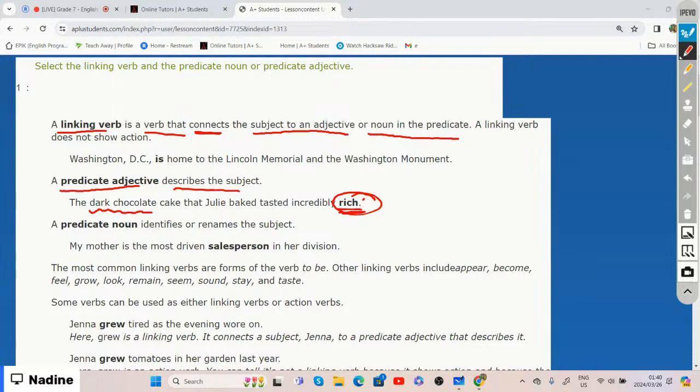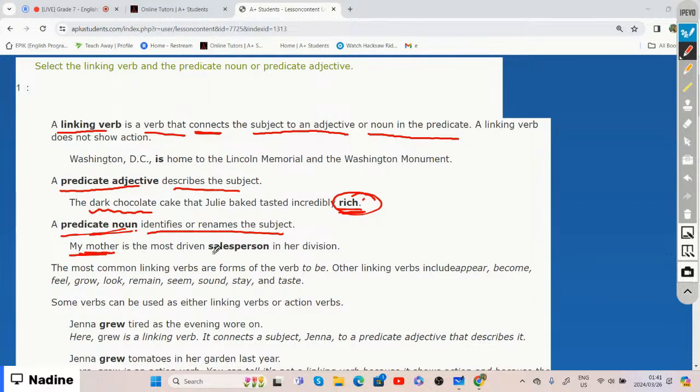Then we have a predicate noun, right? And it identifies or renames the subject. An example of a predicate noun is: my mother is the most driven salesperson in her division. Which means that this person is basically saying that her mother is the most driven salesperson in the division, right?